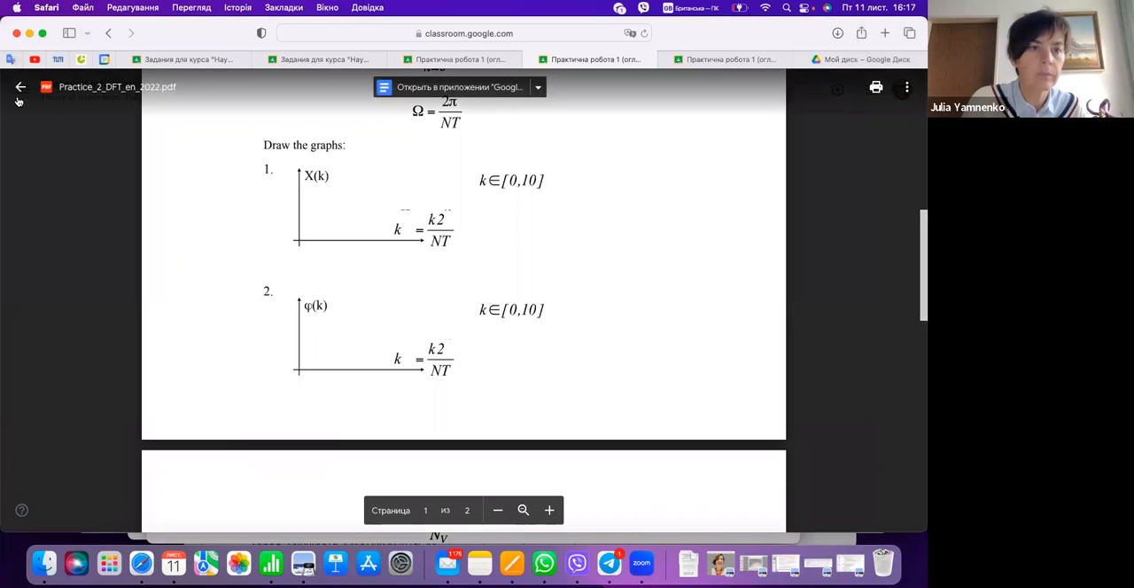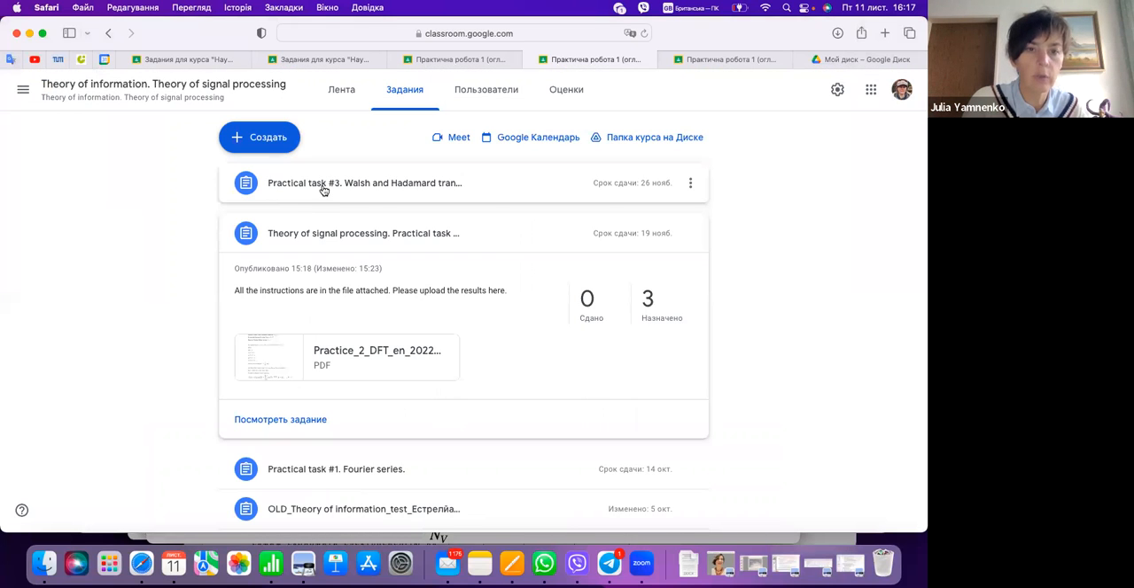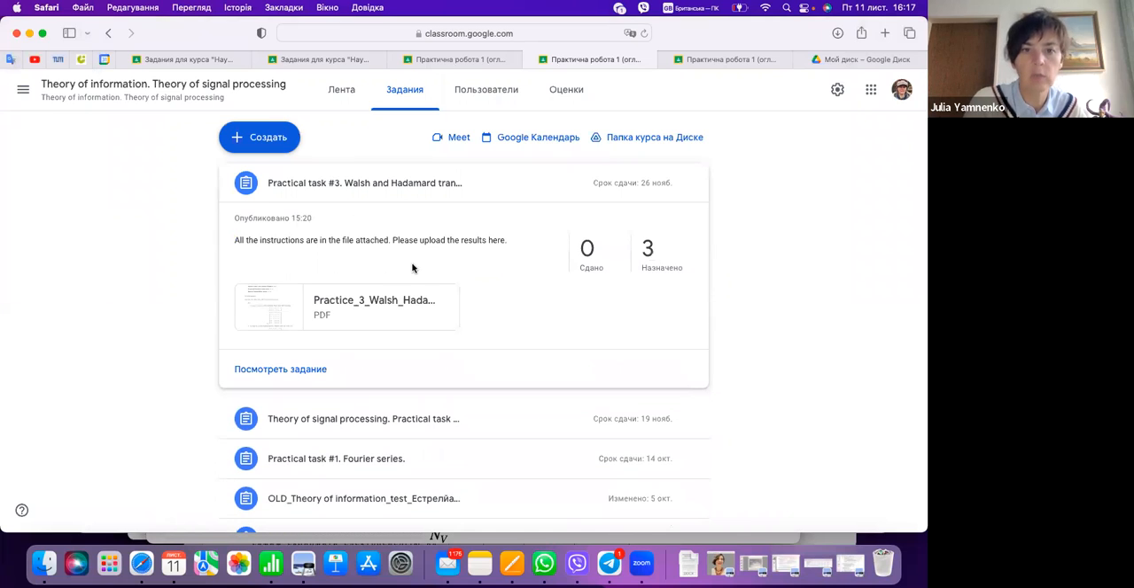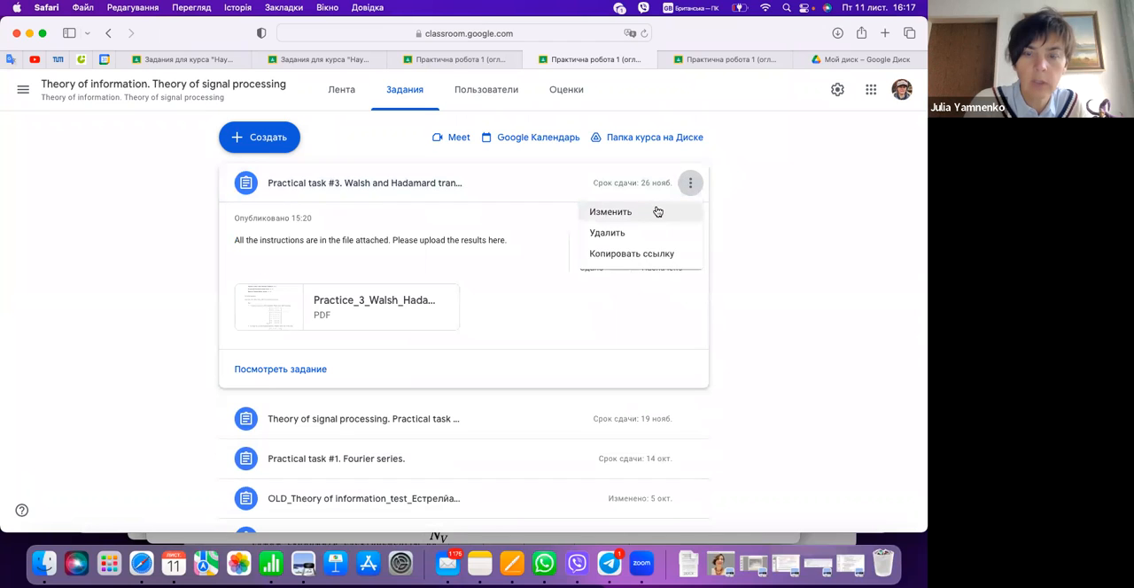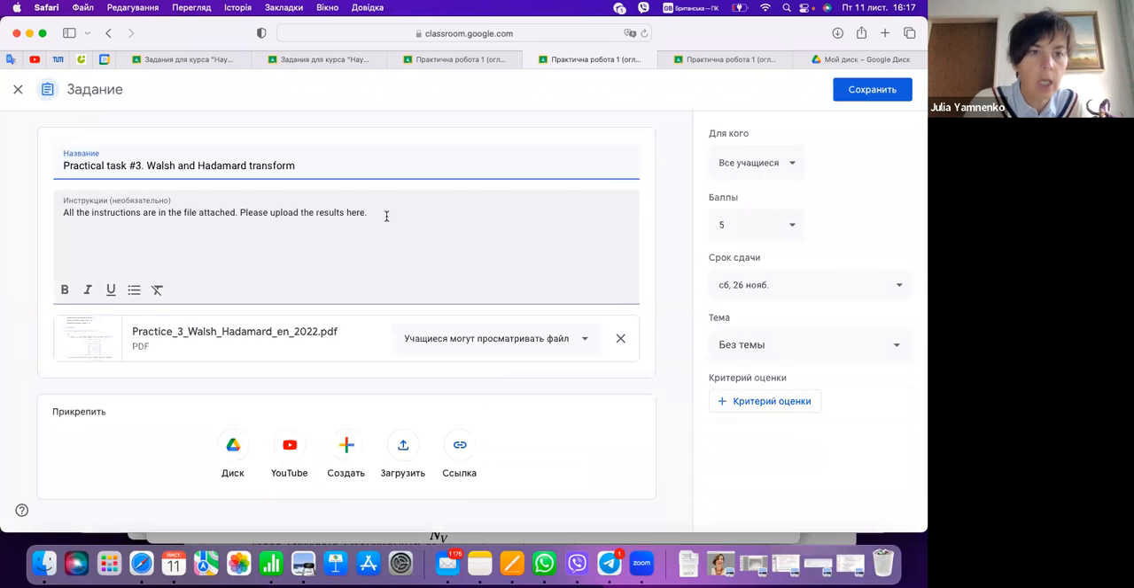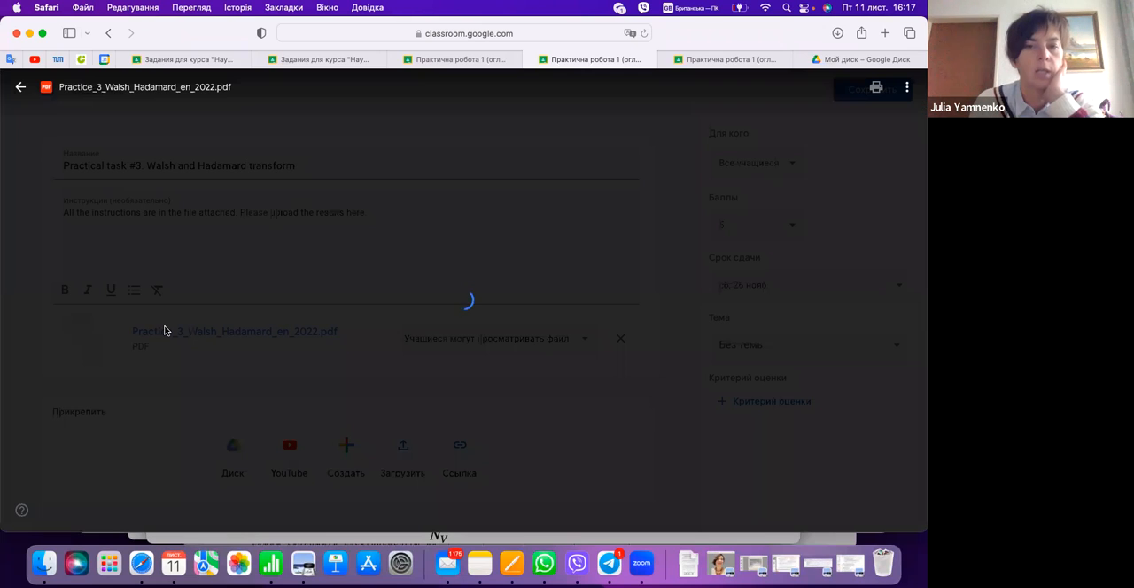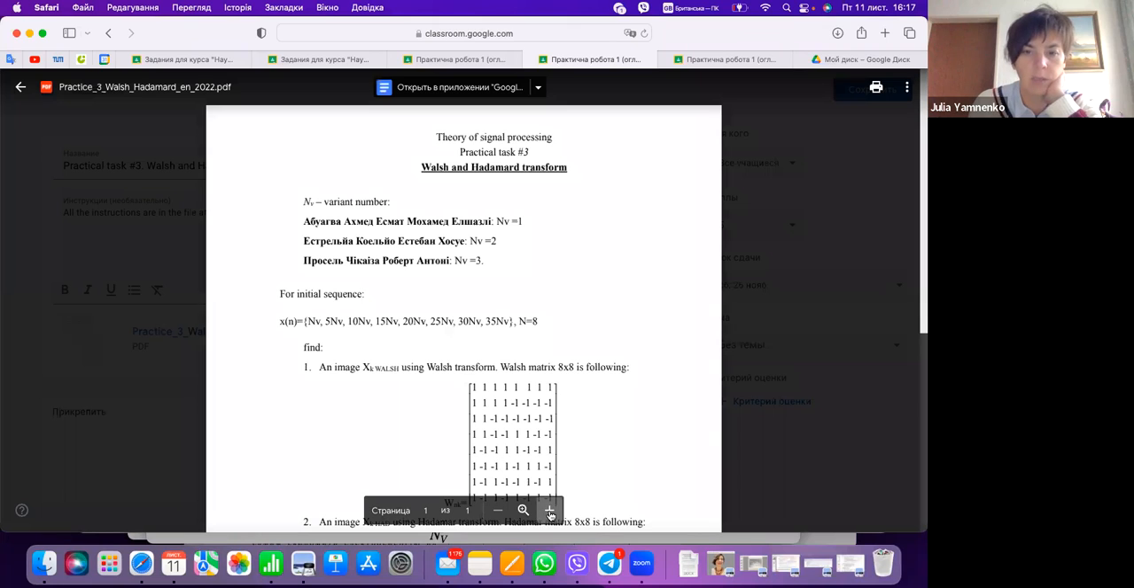And then we can go further, and also in Google Classroom we have practical task number 3. And now we will see what you should do in practical task number 3. I'm opening it. All the instructions are in the file attached. You have 5 points to earn for this practical task, and the instruction is in a file. Let's open it and have a look.